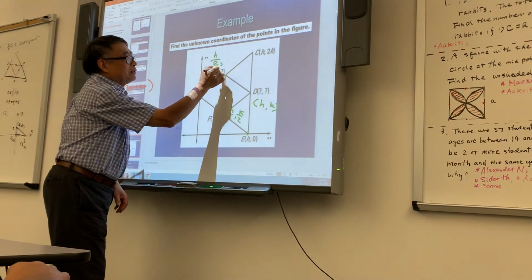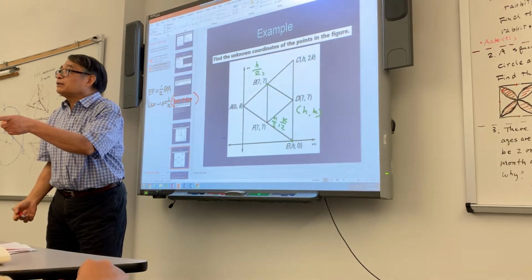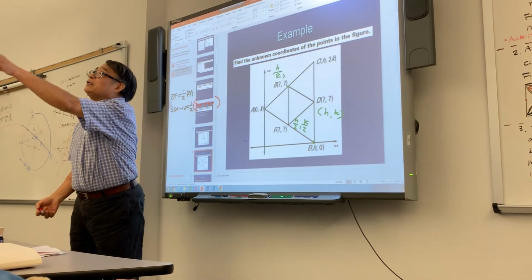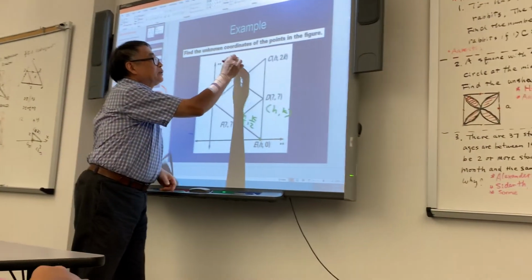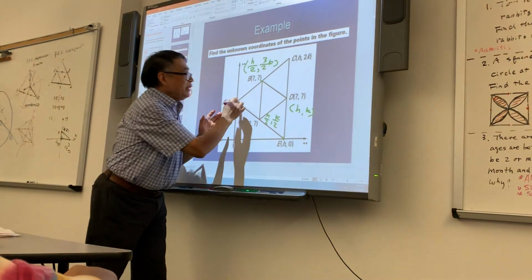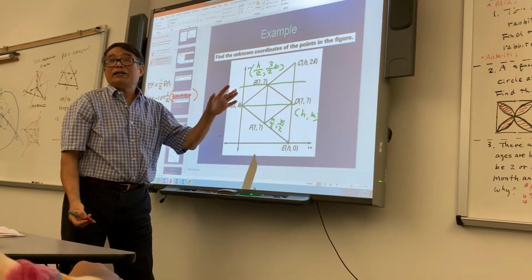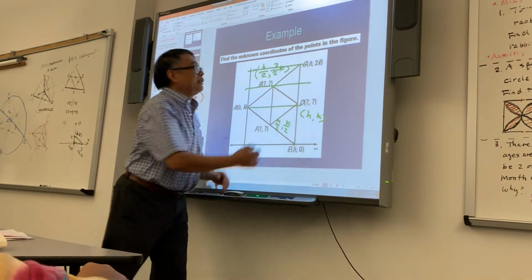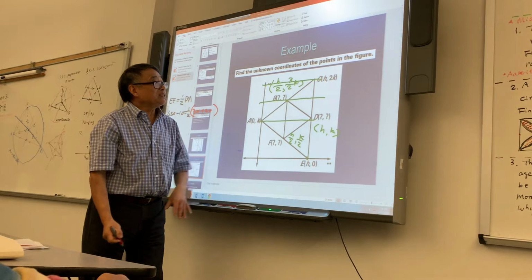How about this point? 1/2 k? 3/2 k, please. Here is k, here is half, 1/2 k. Here is 2k. Do you understand, please? Yes or no? Yes. Good. We finished, right? Good.